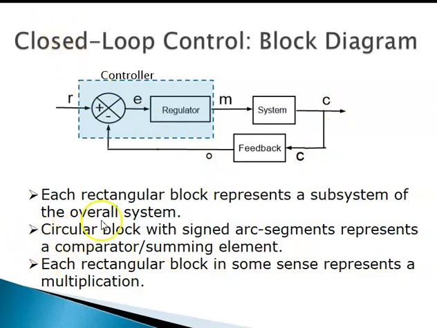Further, we see that this circular block with signed arc segments, that is, there is a positive sign for R and negative sign for O, in some sense indicates that E is a combination of two variables, R with a positive sign and O with a negative sign. That is, E is equal to R minus O. That is what we mean. This circular block with signed arc segments is the comparator. And each rectangular block in some sense indicates multiplication.